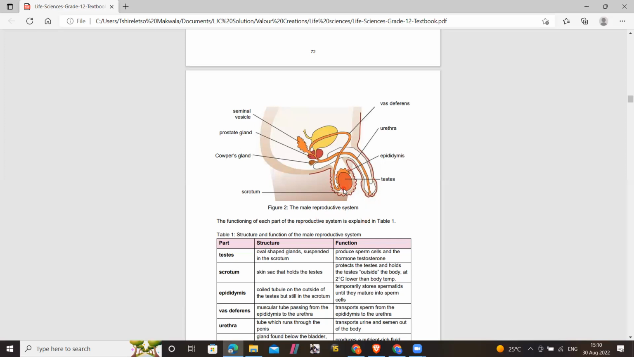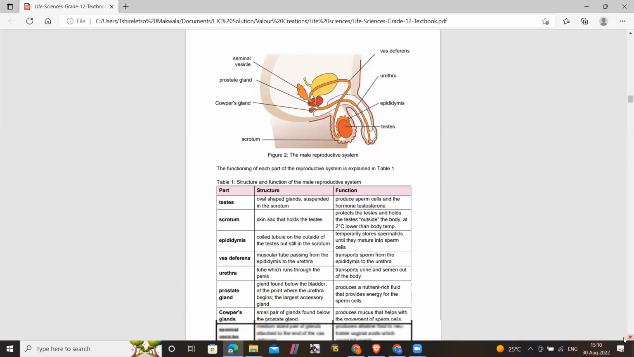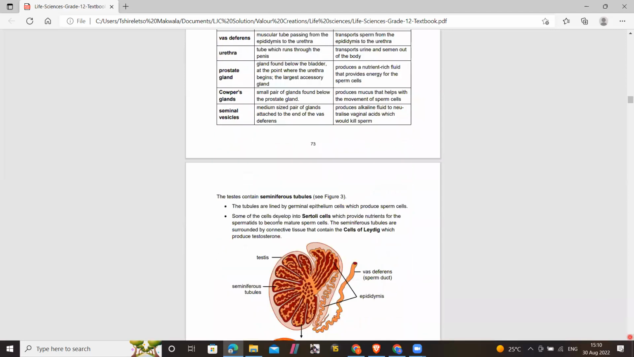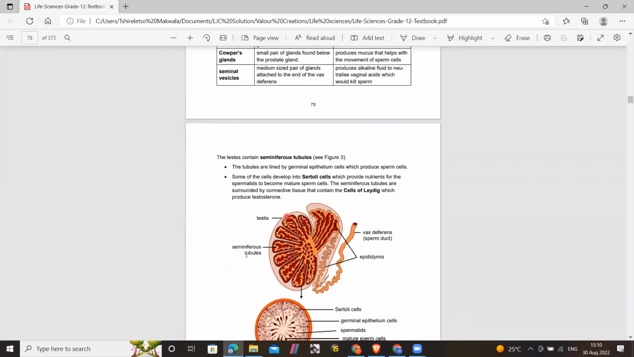And then we go to the testes, basically the main sex organ. Before I explain using this, let's go inside the testes and see what the testes look like inside. So this is a cross section diagram of the testes.